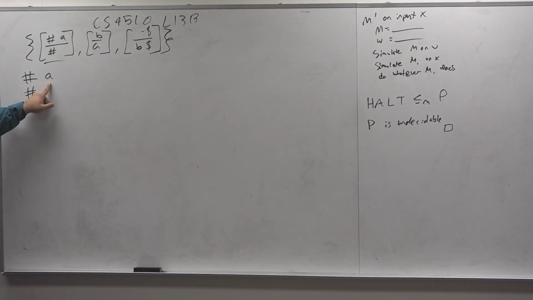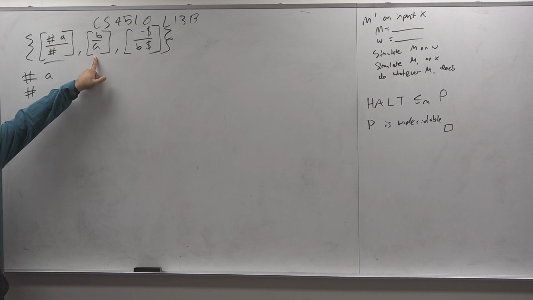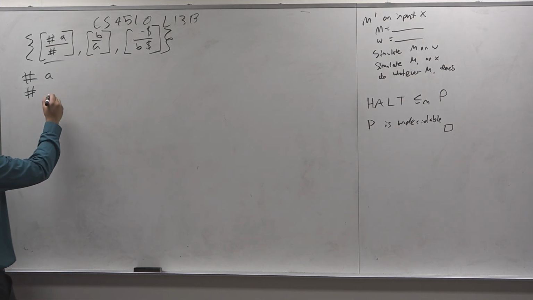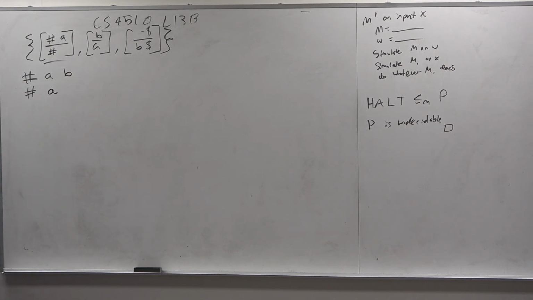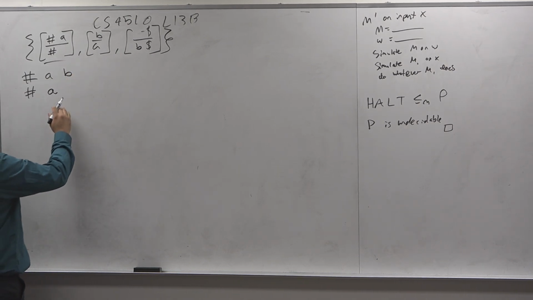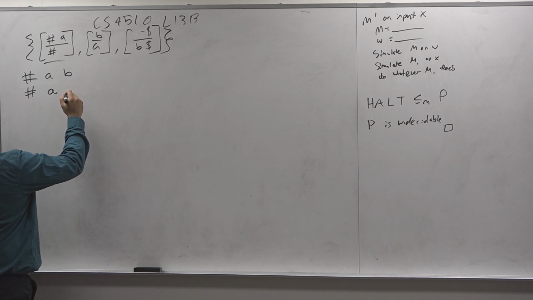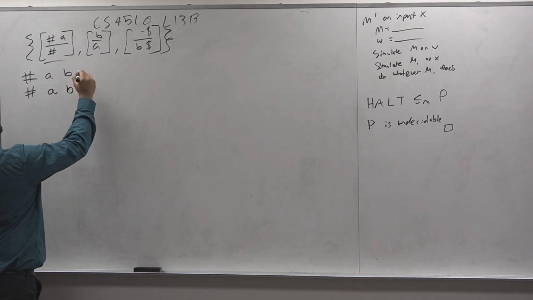We can now force the next choice of tile. It has to be that one. It's the only one with a B on the bottom. Excuse me, an A on the bottom. We can now force the next choice of tile. Is this right? Yes. It has to be this one.